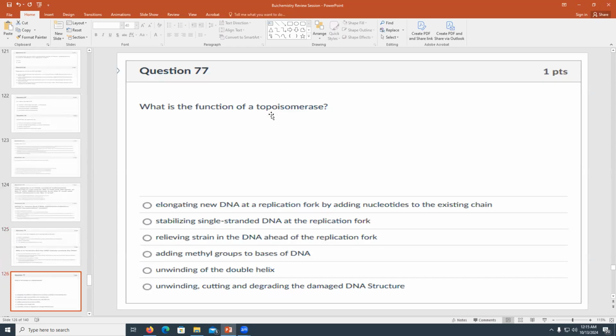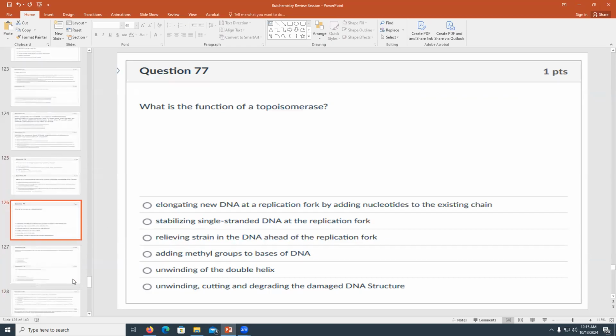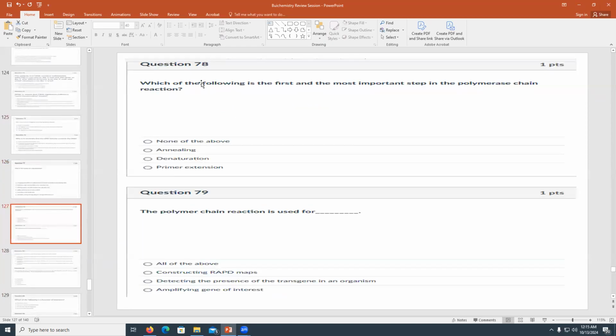What is the function of the topoisomerase? The topoisomerase cuts this very tightly coiled DNA, relieving the strain on the DNA ahead of the replication fork so we can begin the process of replicating.